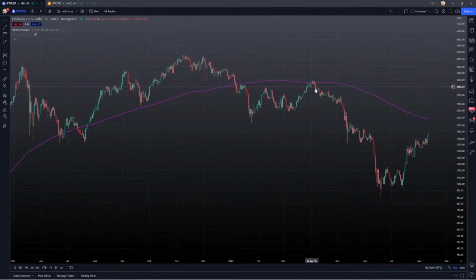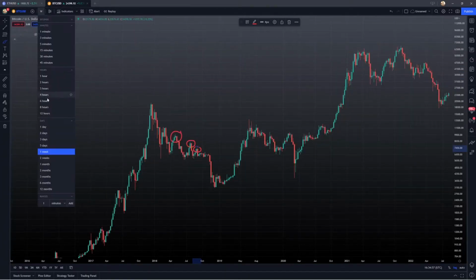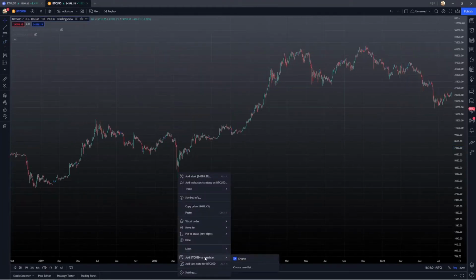So that is this purple line. You can see this is where the lower high formed back in April. Yet another point of rejection. All right, and essentially I like to look at Bitcoin once again because it really does a good job at illustrating how these moving averages can be resistance.